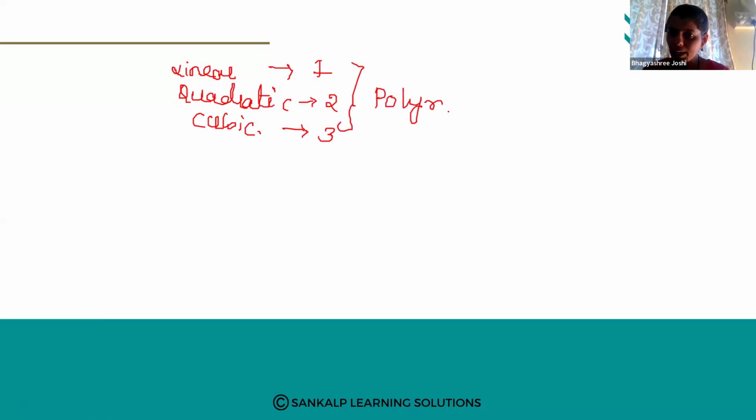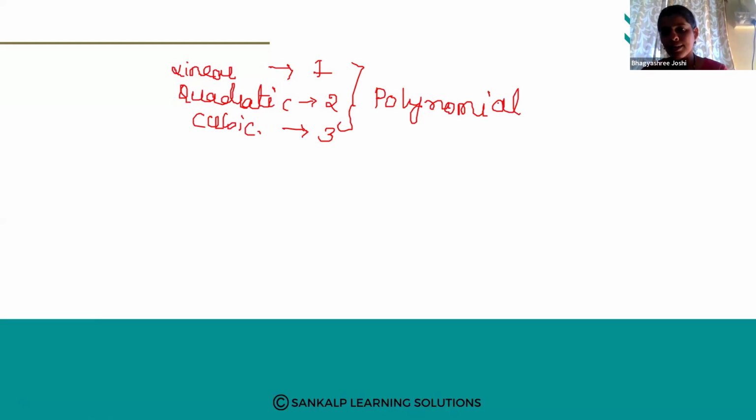We saw linear, quadratic and cubic polynomials, right? In linear polynomial the highest power of the variable is 1. In case of quadratic that is 2. In case of cubic that is 3. Already we know. Yes, so this is in case of polynomial, but we are talking about the equation.